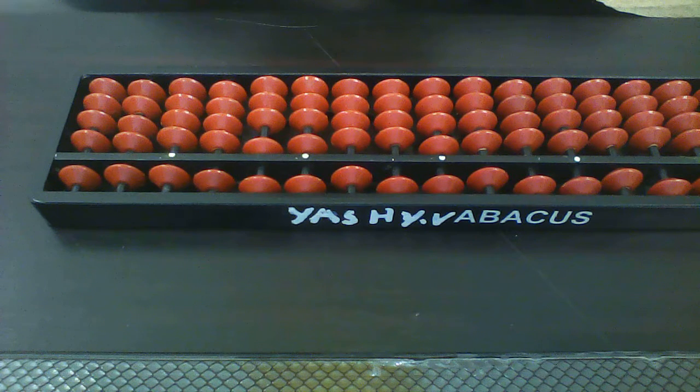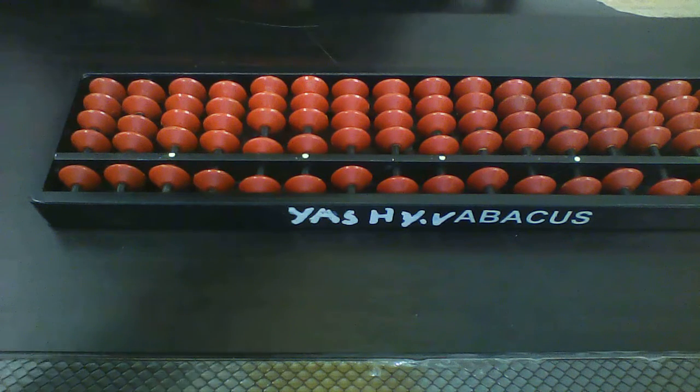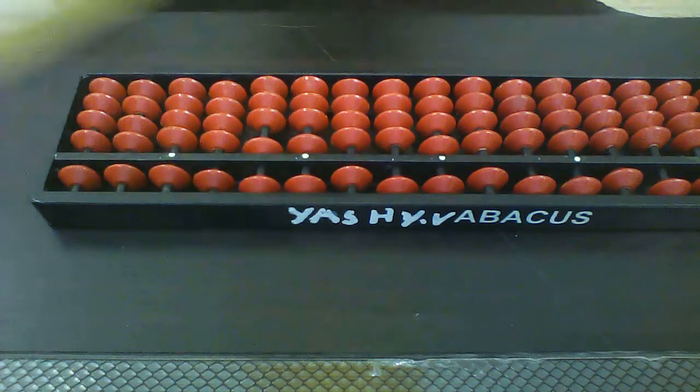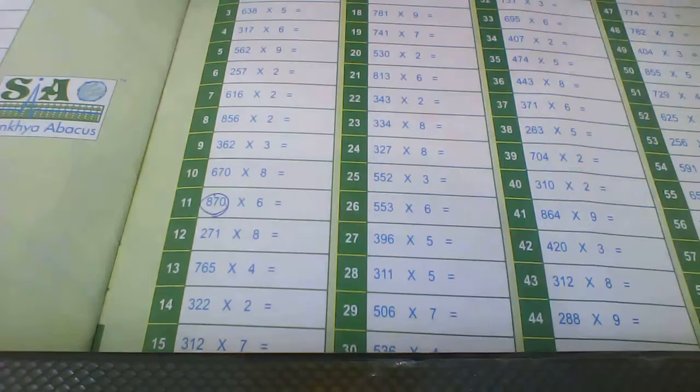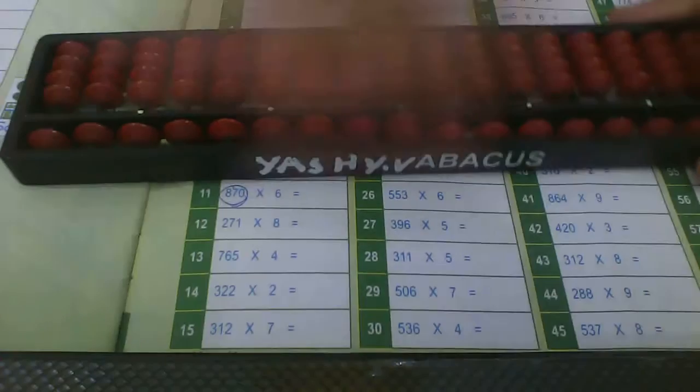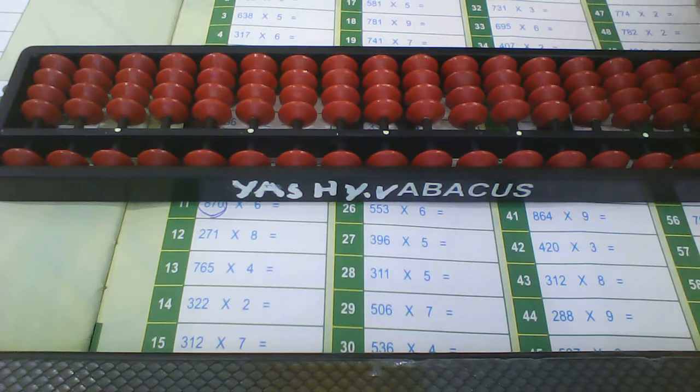And today we are going to learn abacus 6th level. Some more about 6th level. So now this is the book of 6th level. It's a quite high book. In it, nothing special is there. Same multiplications, everything. But today I'm going to show you by my abacus how to do abacus multiplications, the easy way.